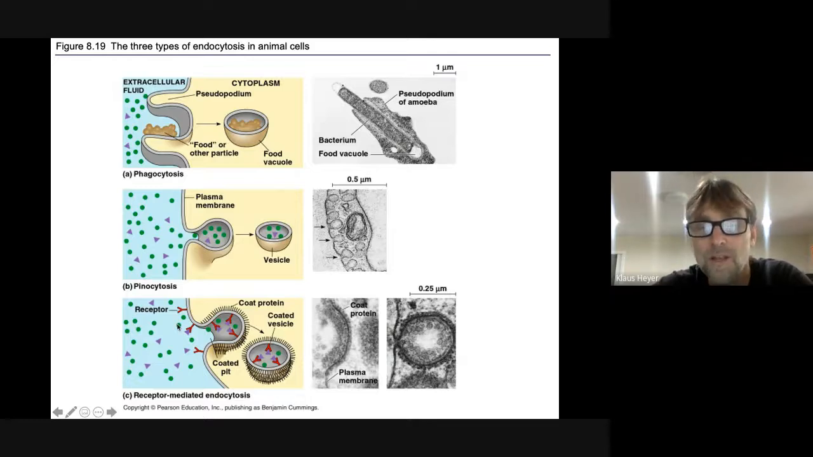And then this last one, receptor-mediated endocytosis. So it's endocytosis, you have something going into the cell, but it's something very particular. That's what receptors are for. Receptors have certain functions. You have a gland in your neck that's the thyroid gland. Some of you have heard of it because maybe you don't make enough thyroid hormone, but your thyroid gland regulates your metabolism.